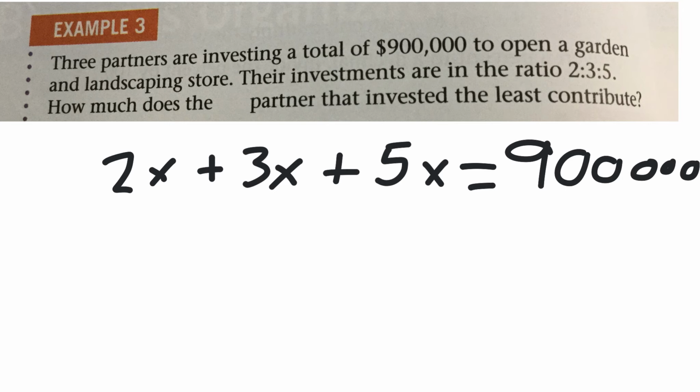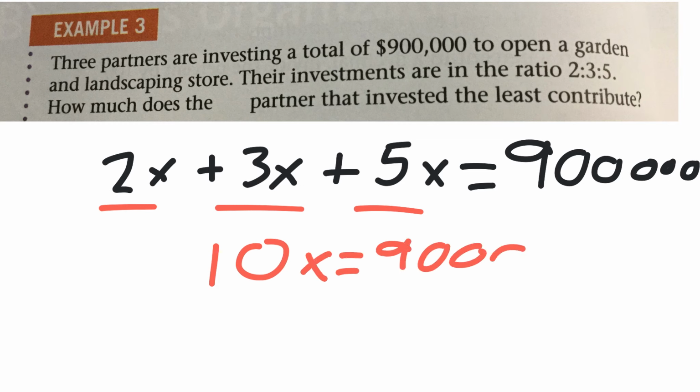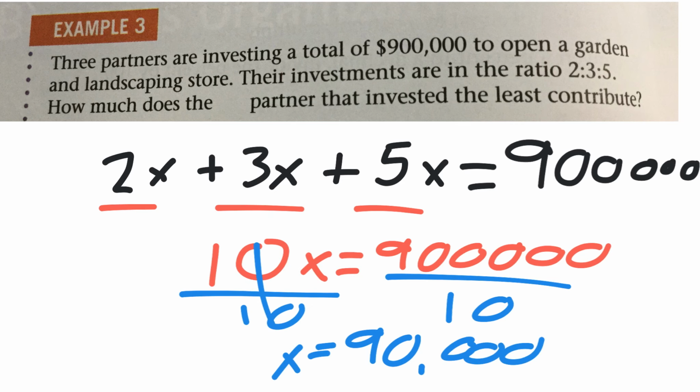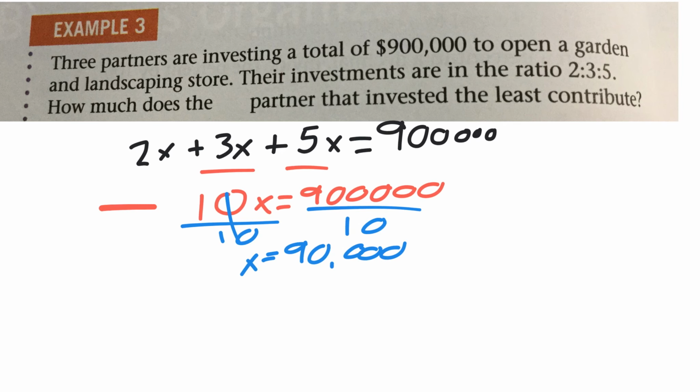Now this one works out kind of nice and evenly because they gave us a really nice ratio. Okay, so if I combine these like terms, 2x plus 3x plus 5x is 10x equals 900,000. So I divide by 10, 90,000. So that tells me what? That tells me the cost of a share is $90,000. Was that the final question? No, we want to know how much did the partner who invested the least invest?